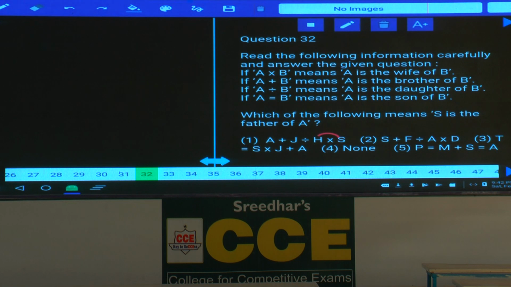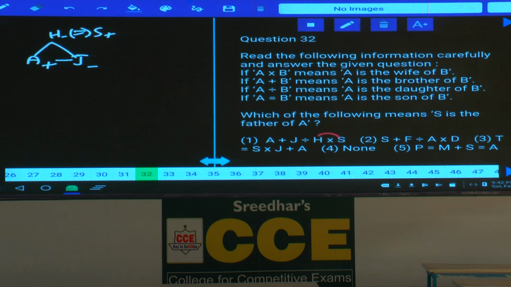Then A + J. What does plus stand for? A is the brother of J. A is the brother of J, and J ÷ H: J is the daughter of whom? J is the daughter of H. Now J is the daughter of H means A and J are the children of H, and H × S. H × S means H is the wife of S. H is the wife of S, H is a female and S is a male.